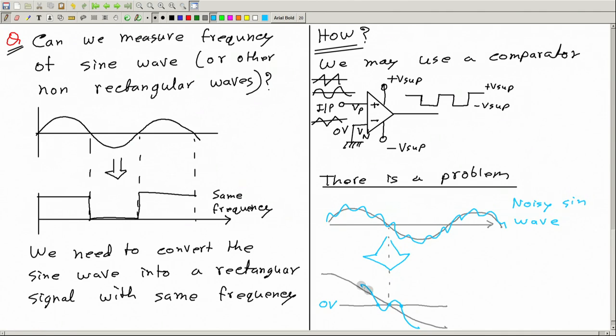So if we give this noisy input to this comparator, how will the output look? Okay, so the output here will be positive. So this will be the output. In this small region it will be negative, and then again in this small region it will be positive, and then again here it will be negative, and so on. So this is the output from the comparator.